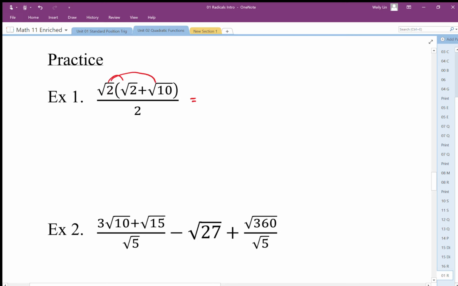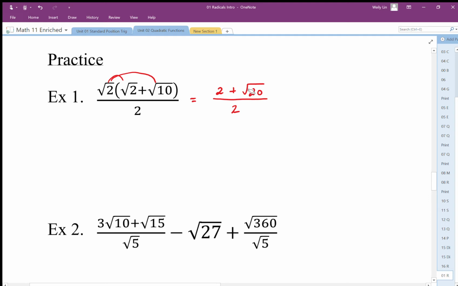So we end up with square root 2 times square root 2 gives us 2, plus square root 2 times square root 10 gives us square root 20. So inside times inside, outside times outside is the general rule for radicals. Okay, so it's all divided by 2.